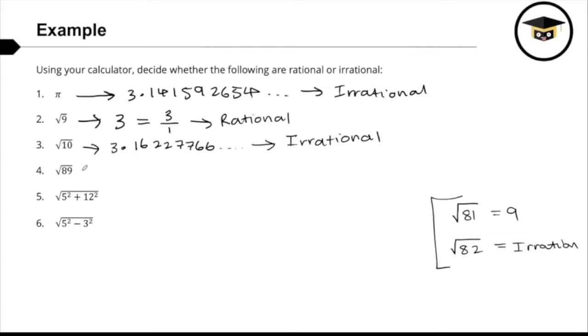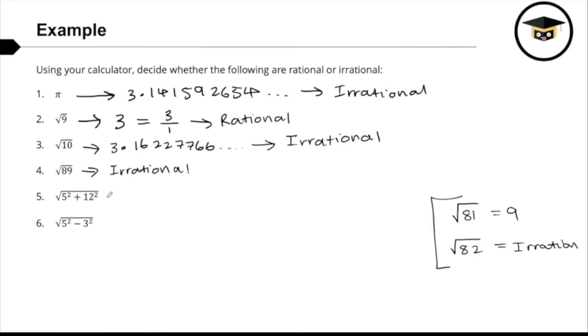Now let's continue. So using that same logic for number 4, we have the square root of 89. Now the square root of 89, well, 89 is not a square number, so we can automatically say it's irrational. And you can use a calculator to figure it out, but it's going to be equal to 9 point something. So irrational.